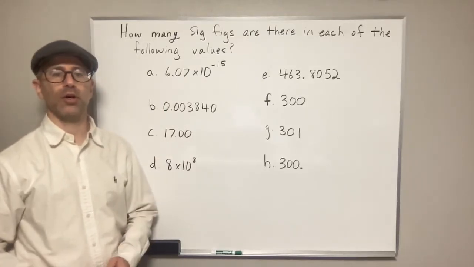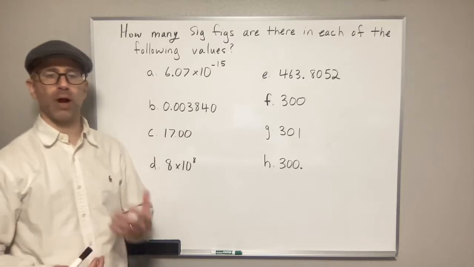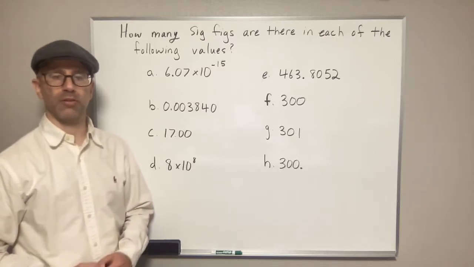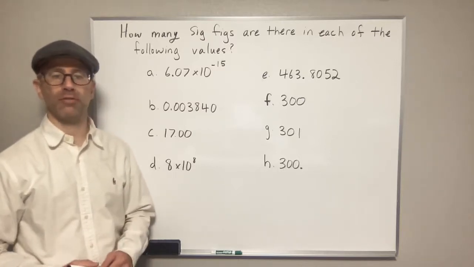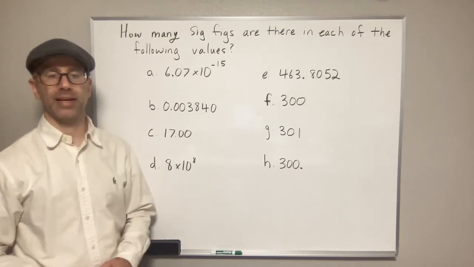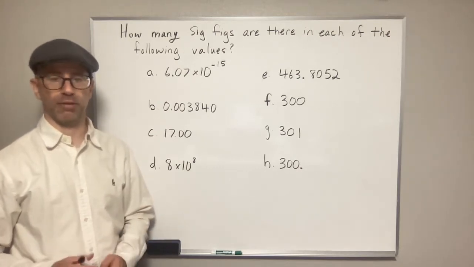Cobalt, and in this video I'm going to be going over a few problems regarding sig figs. How do we determine the number of significant figures in a value that we're given?